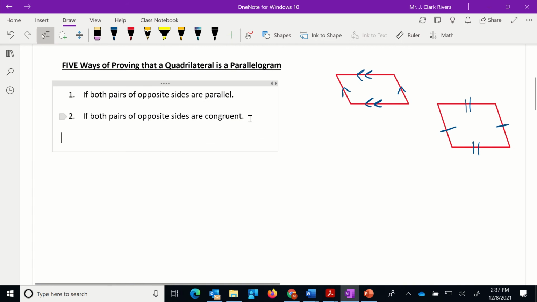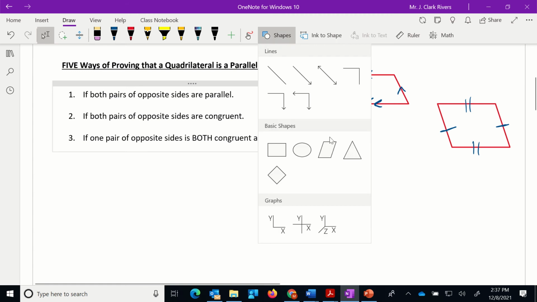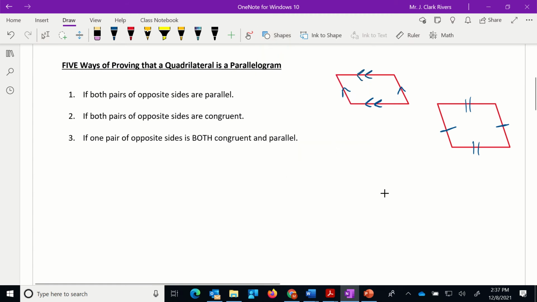Third way is if one pair of opposite sides is both congruent and parallel. So if one pair of opposite sides is both congruent and parallel, so let's draw a parallelogram, something like this.